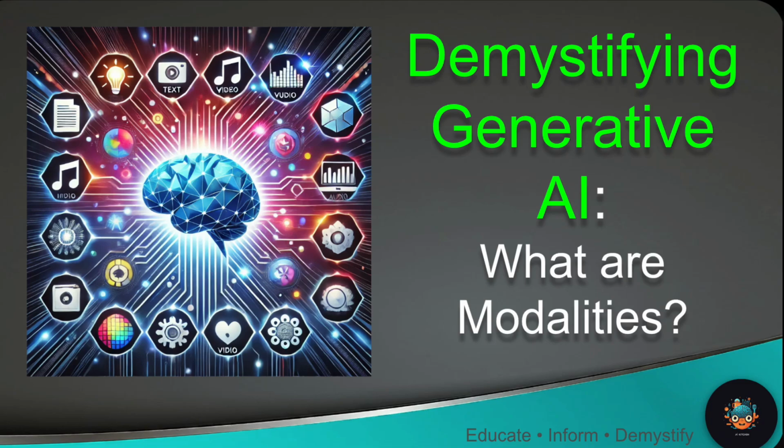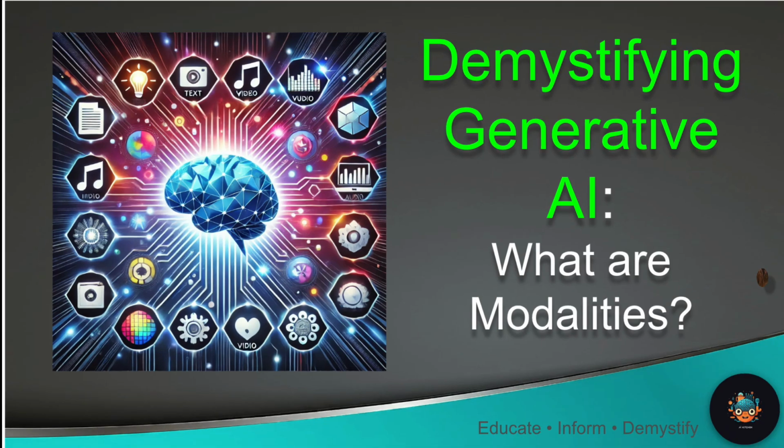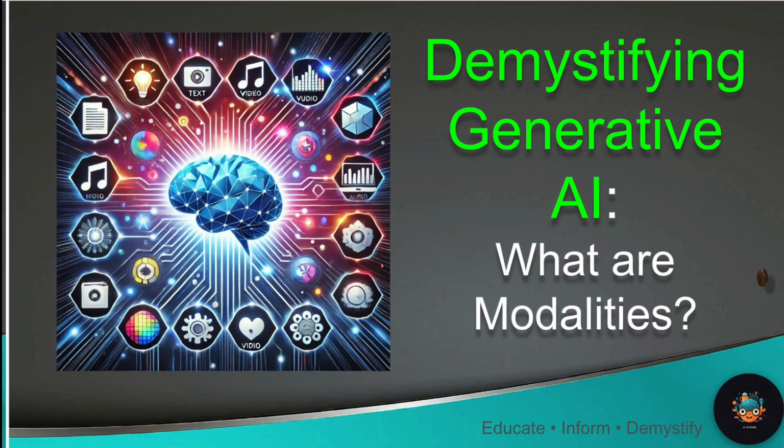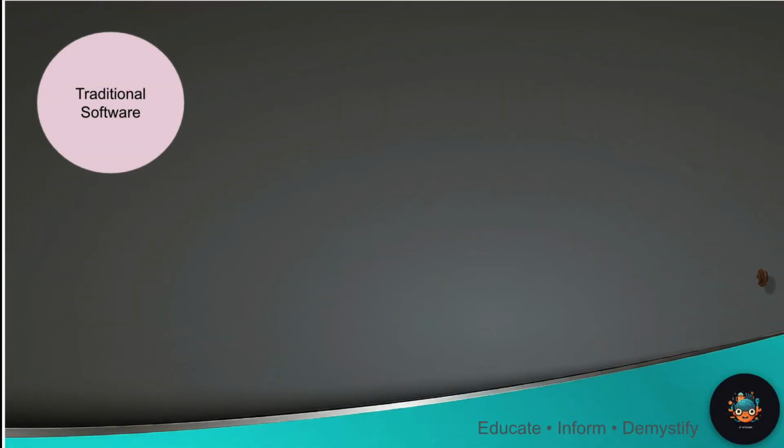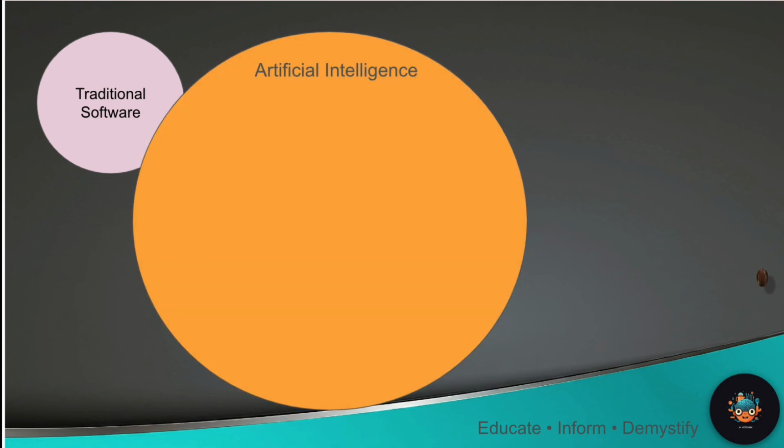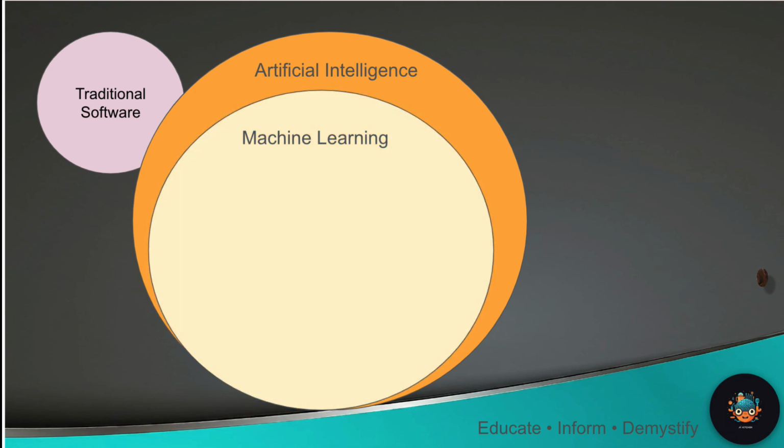Today, we're going to cover what modalities mean in context with Gen AI. Before diving deep into the modalities, let's understand the evolution. Traditional software: rule-based systems with fixed instructions. AI, which mimics human intelligence. ML, a subset of AI, learns from patterns in the data. Deep learning, a subset of ML, uses neural networks to find deeper patterns within the data.